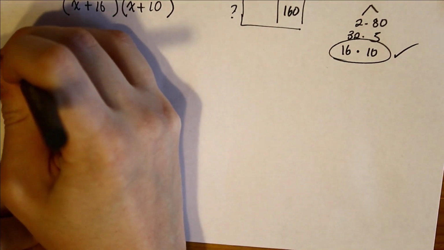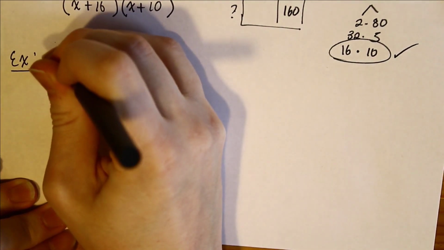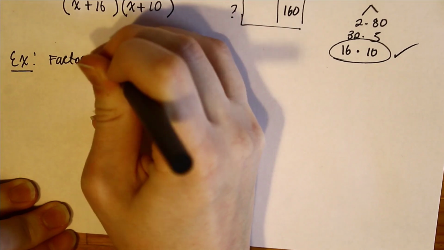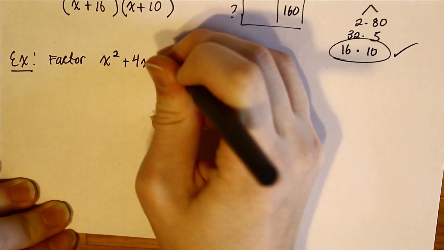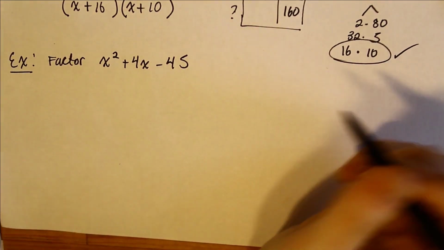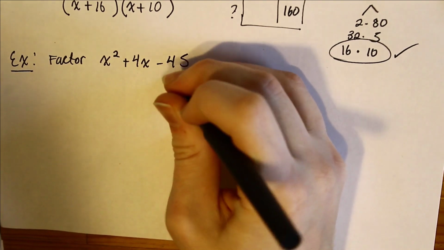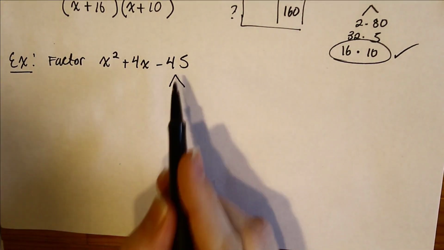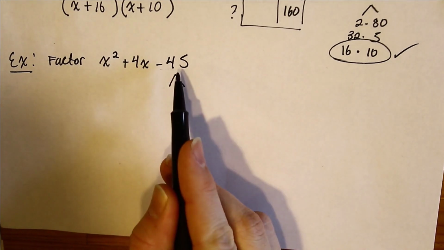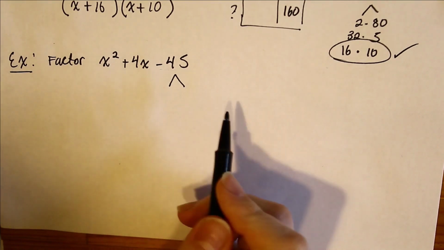So for example, they might say, hey, factor x squared plus 4x, seems simple enough so far, minus 45. Oh no, so this time our c is negative. Well, we're going to do the same idea, right? We're looking at factors that give us this last number, this c, but if the product is negative 45, that means that they can't both be positive, they can't both be negative. We have to have one of each.